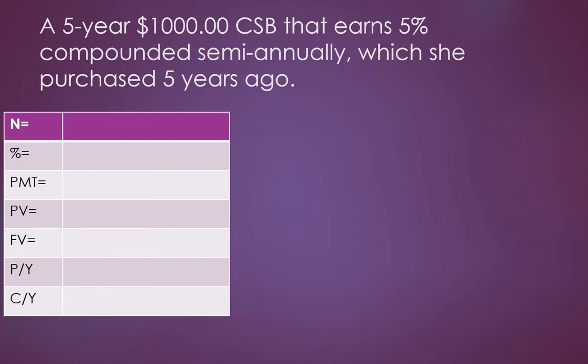Her second investment is a 5-year again, $1,000 Canada Savings Bond, earning 5% compounded semi-annually. So 5-year, the present value is negative 1,000. Payments, not making any. It's earning 5% interest. Semi-annually is twice a year. And we're again looking for what the future value is. So you plug all those numbers into your calculator.